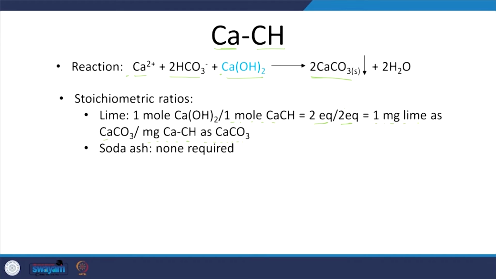We will look at magnesium. Am I adding any soda ash here? Is any HCO3 minus or CO3 2 minus required? No. Why is that? Because already we are dealing with the carbonate hardness part, and we are assuming that there is enough bicarbonate or carbonate present. We just need to increase the pH, right? What are we doing in this reaction? We are adding lime and increasing the pH, right?